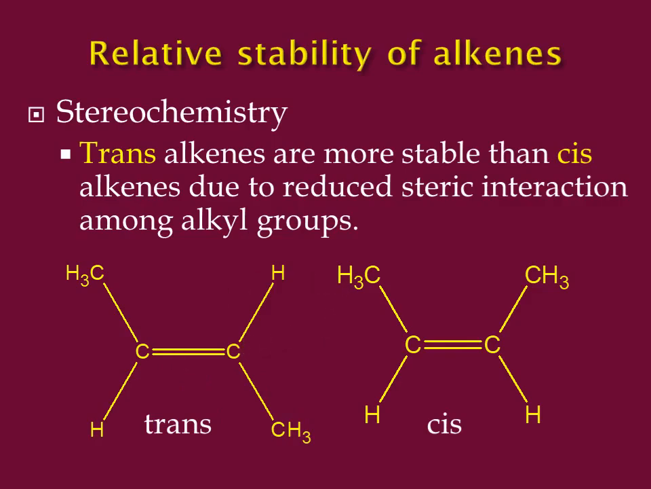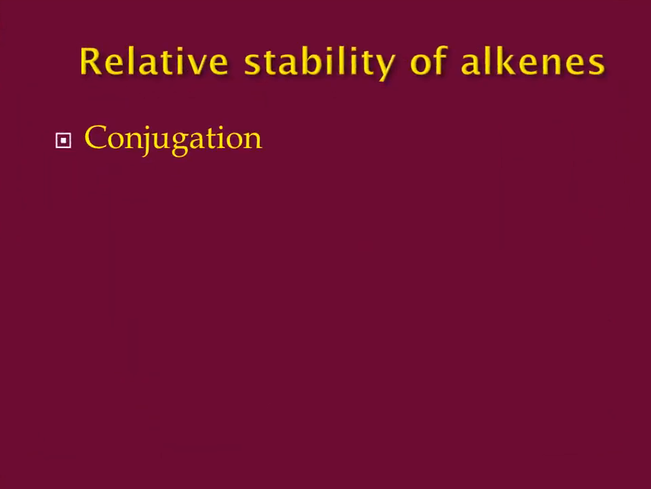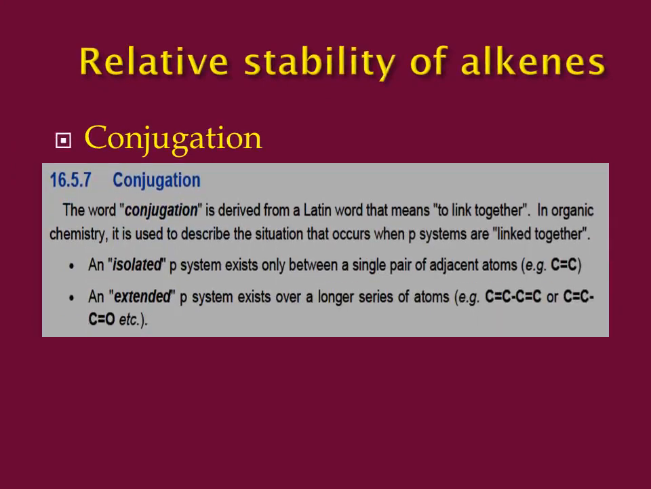Students, the third factor that affects the stability of alkenes is conjugation. Now what is conjugation? The word conjugation is derived from a Latin word that means to link together. In organic chemistry, it is used to describe the situation that occurs when the p system, meaning the p orbitals, are linked together. In simple words, you can say conjugation means alternating single and double bonds.